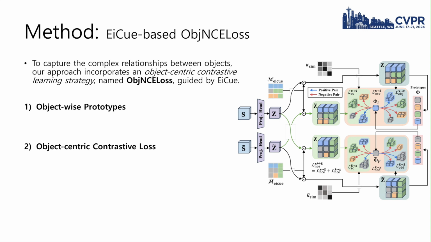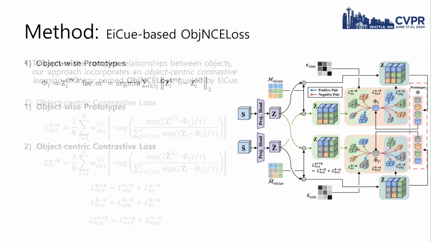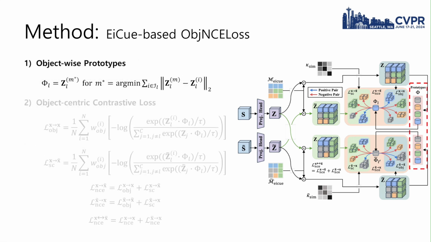Our loss mainly consisted of two steps. We first extract object-wise prototypes, and then exploit object-centric contrastive loss. To conduct object-centric contrastive learning, we need representative object-level semantic features. Here, we leverage AQ to mask the object-level semantic features.